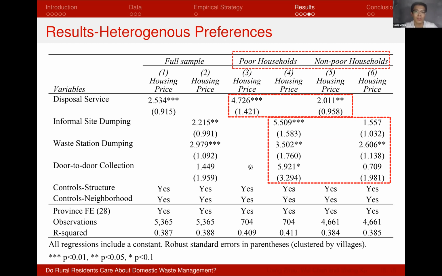The village often designates a waste station somewhere in the village, but the villagers may feel that it's too far away to get to the waste station, so they will pour their waste in some informal site. Okay, it's interesting though. It seems that if I'm understanding the method right, proximity to an informal site predicts higher housing price. Is that a correct interpretation? Or am I misunderstanding?